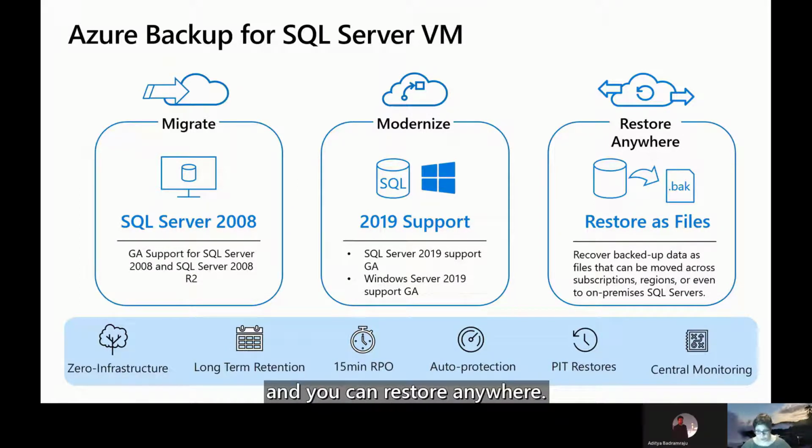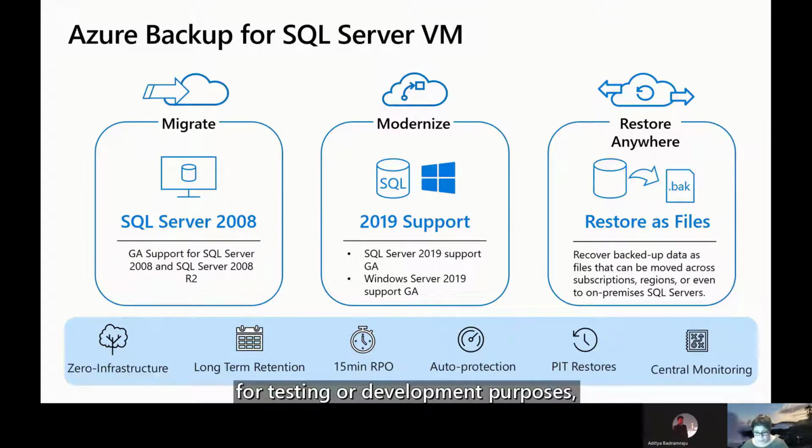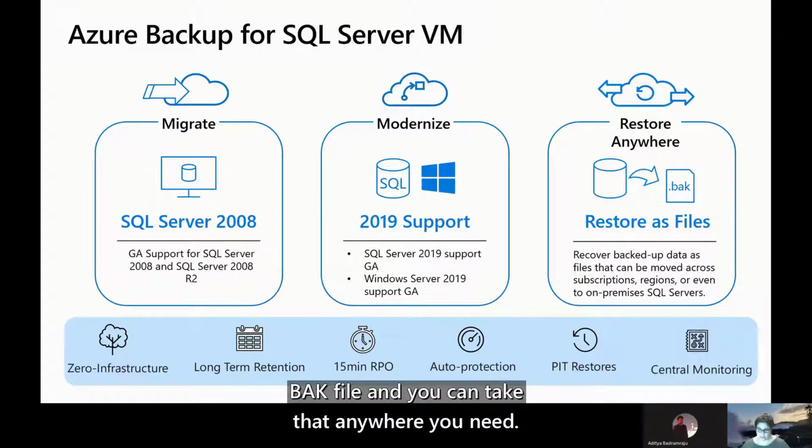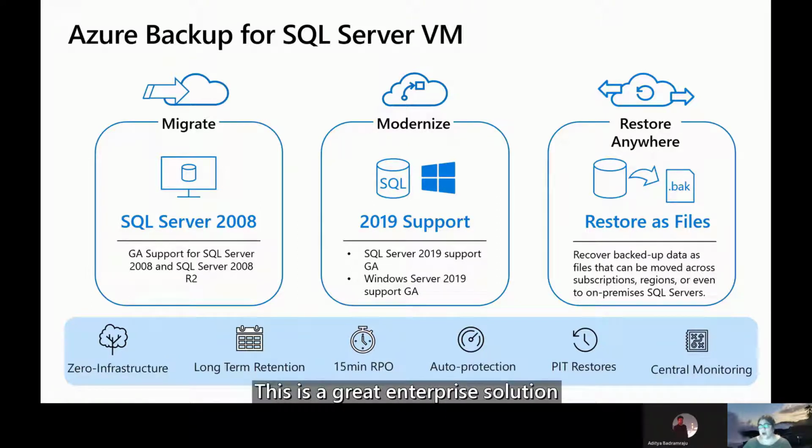And you can restore anywhere. You can restore directly from the Recovery Services Vault. This uses a Recovery Services Vault as a backend. You can restore directly to the original virtual machine where the backup was taken, or you can choose another target virtual machine. Or if you want to take that backup somewhere else, like let's say you want to take it back on-prem for testing or development purposes, you can restore as files, and then that'll restore it to a BAK file, and you can take that anywhere you need. These are just regular SQL Server backups, so they're compatible anywhere that you're running SQL Server. So this is a great enterprise solution for managing backups in Azure VMs.